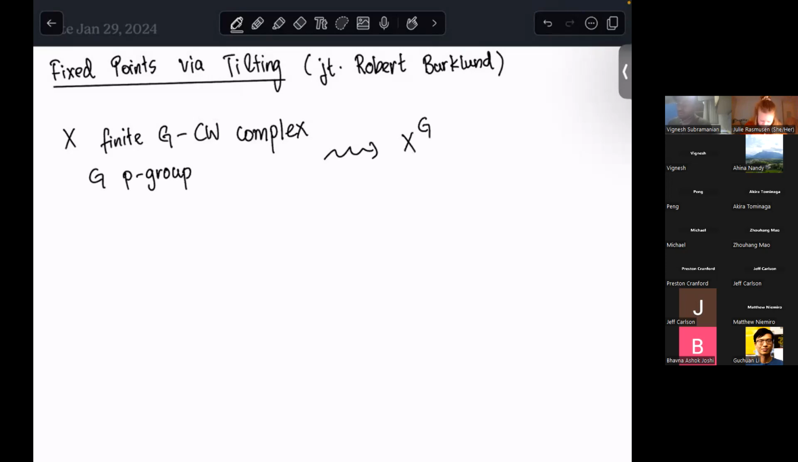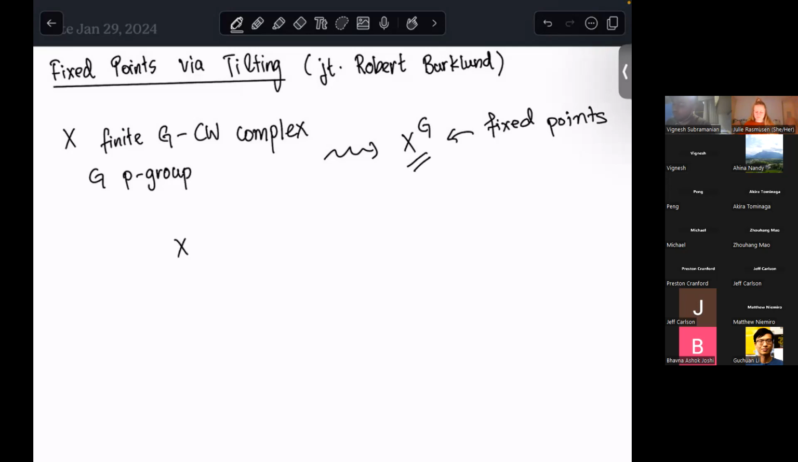Whenever we have a finite G-CW complex, we can naturally associate to it, what's called the genuine fixed points, X^G. A natural question that arises is: if I know enough homotopical information about X, can I say something about the fixed points? This is an interesting question to start and a difficult question because X^G is not a homotopy invariant notion. What do I mean by that?